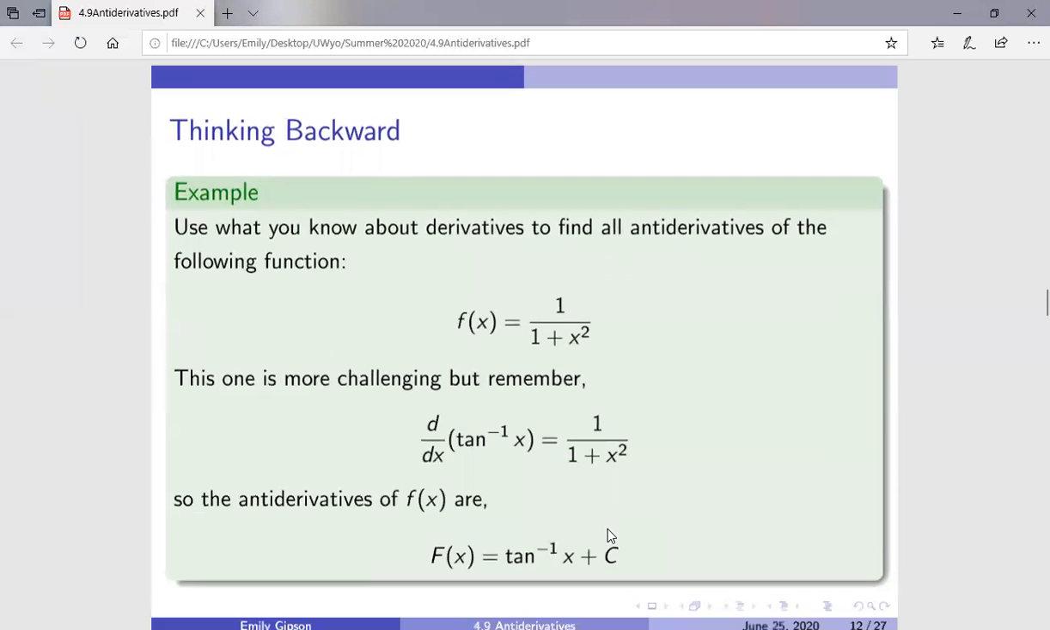So again, this one is a little bit more challenging, but we recall that d/dx of tan inverse of x is equal to 1 over 1 plus x squared. So the antiderivatives of f of x are capital F of x equals tan inverse of x plus c. And again, we're including this plus c because we want to find all the antiderivatives of the following function, not just one particular solution.